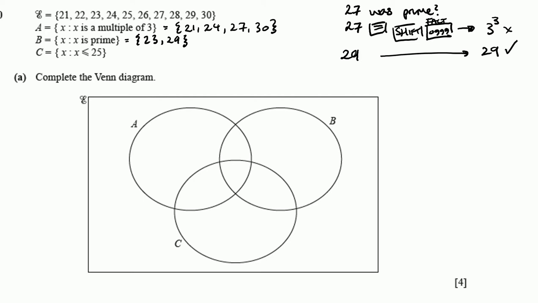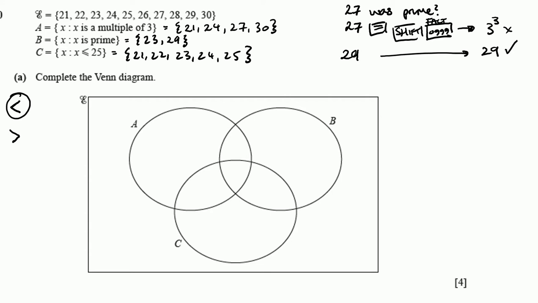Let's have a look at set C. X such that x is less than or equal to 25. If you struggle to tell the difference between less than signs and greater than signs, it's actually very easy. Here's a less than sign and here's a greater than sign. The less than sign looks distinctly like the letter L for less. The greater than sign definitely doesn't. So the one that looks like a letter L is a less than sign. I'm after all the numbers which are less than or equal to 25 from the universal set. That's 21, 22, 23, 24, and 25.